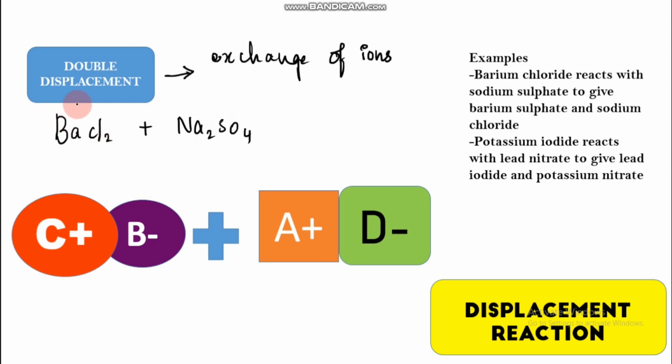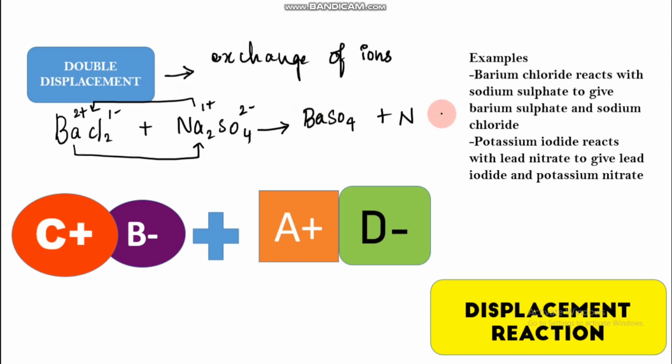here barium chloride, barium is 2 plus, chlorine is 1 minus, sodium is 1 plus, sulfate is 2 minus. So what is happening? These two are getting exchanged. And these are the new products which have been produced. That's it. I didn't balance the equation here. I want you people to balance it.